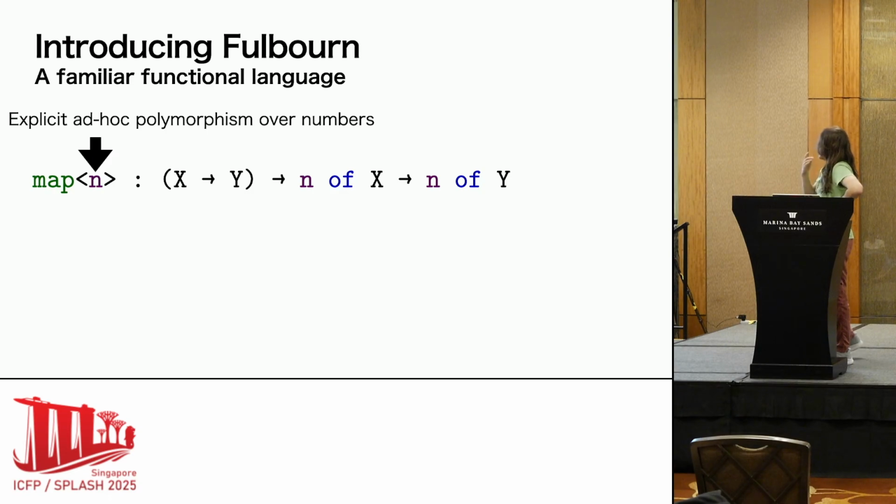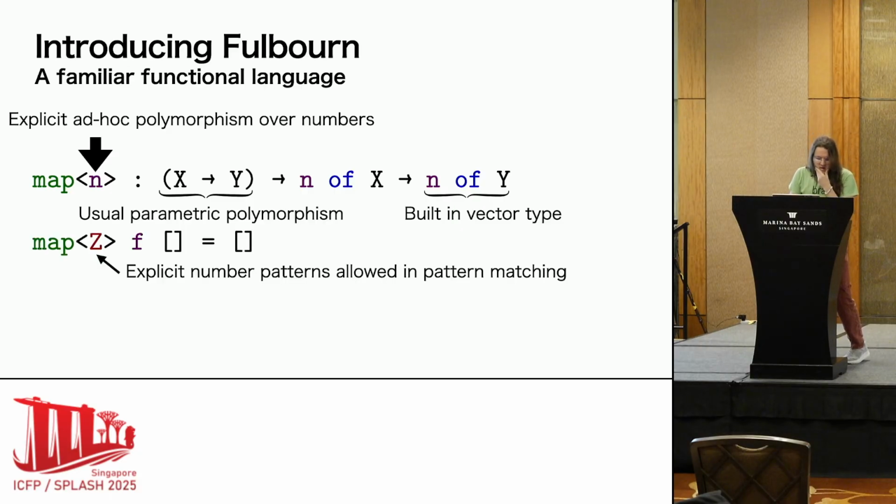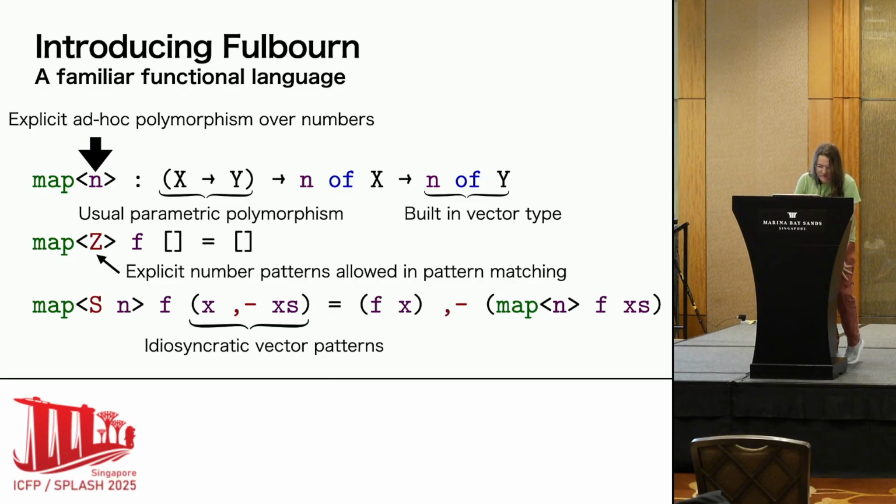The main thing is that we have functions indexed by type level numbers. And we have built-in vectors, which are written n of x, n of y. We have polymorphism over types as well, but there's nothing novel about that. And in the clauses, you can pattern match on the numbers. And we have fancy vector patterns. This is just cons, but it's written in a weird way.